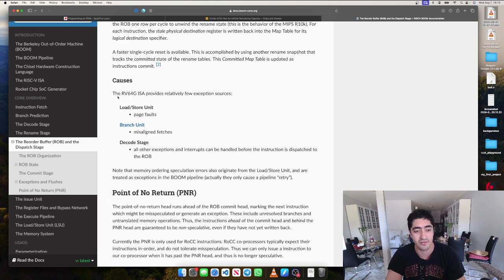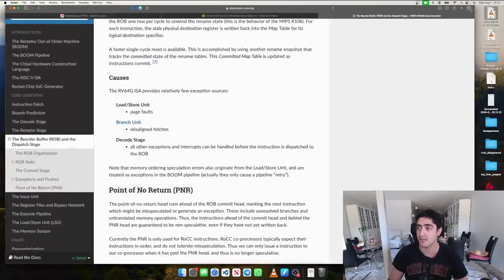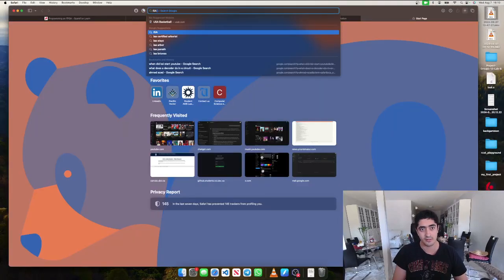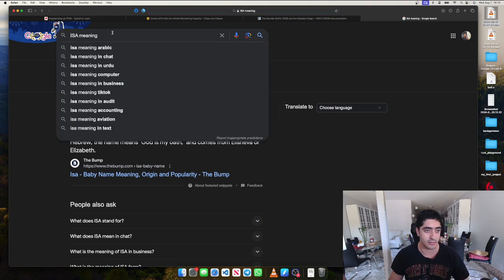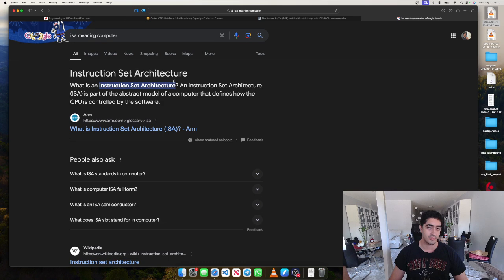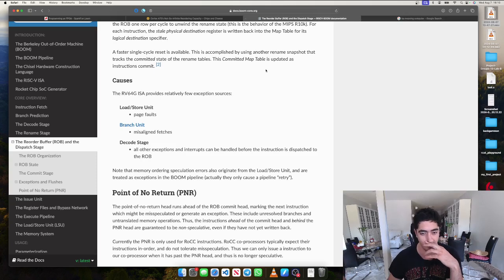The RV64G instruction set. Instruction set architecture. It's arithmetic logic unit, ALU. Okay, so this is basically how you write assembly for that chip.